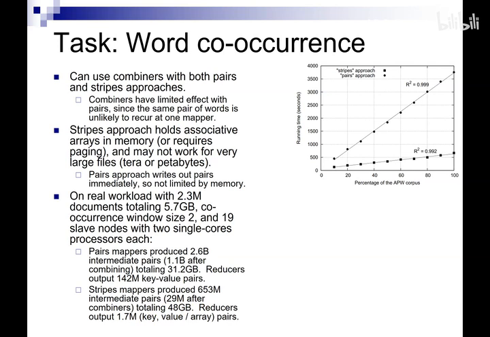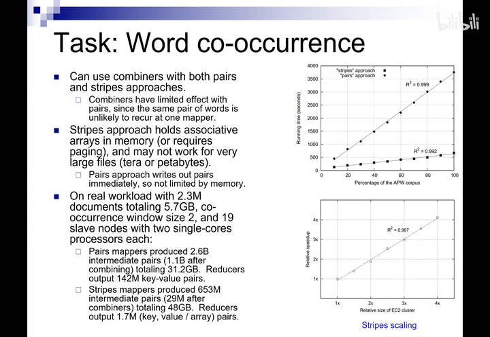So now, which one performs better? Because the stripes approach, especially after combining, is going to produce far fewer key value pairs than the pairs approach, we see that the running time for the stripes method, shown here, compared with the pairs running time, is a lot faster. It's about 7 times faster.